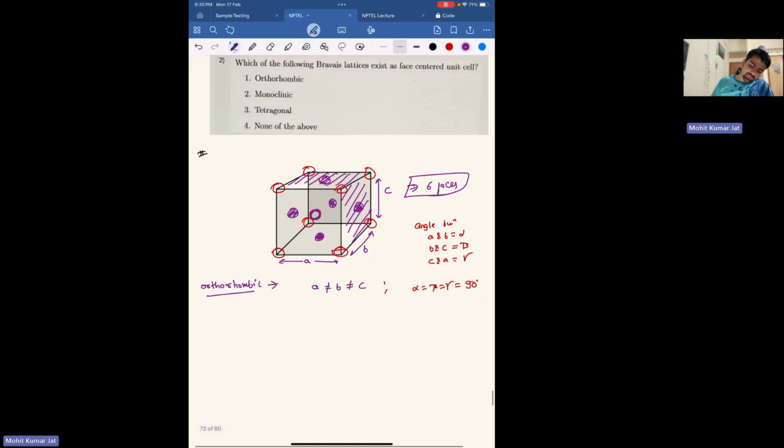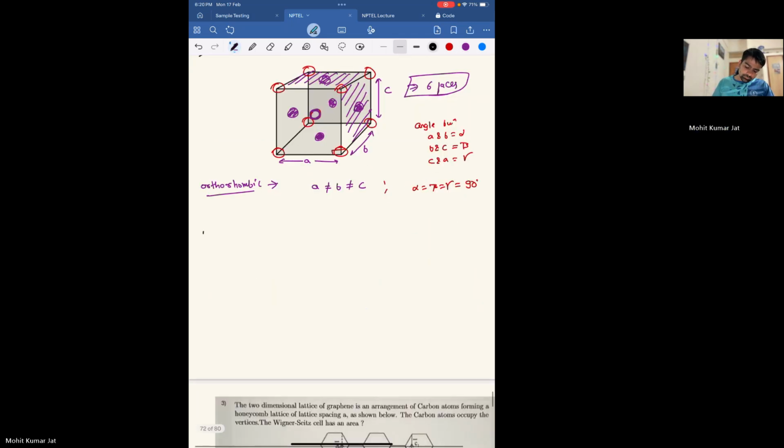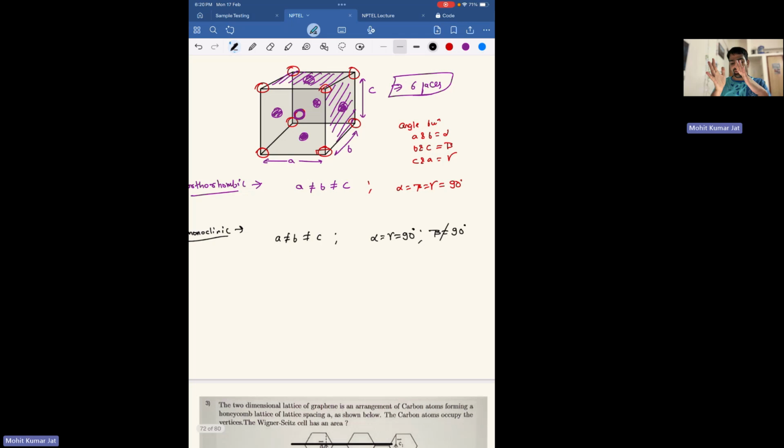Now comes the monoclinic. In monoclinic, what happens? a will not be equal to b, will not be equal to c, but here alpha and gamma will be 90 degrees, but beta won't be 90 degrees. It will be something different. So you can think of it like some tilted structure where angle between a and b is 90 degrees. Angle between a and c is 90 degrees, but angle between b and c is not 90 degrees. So that's what it means.